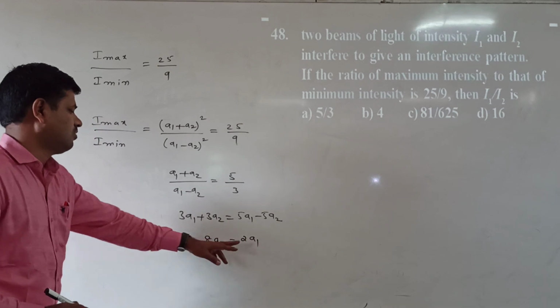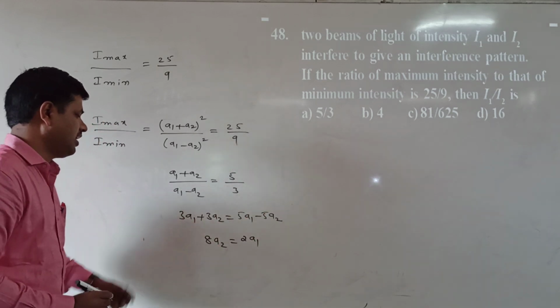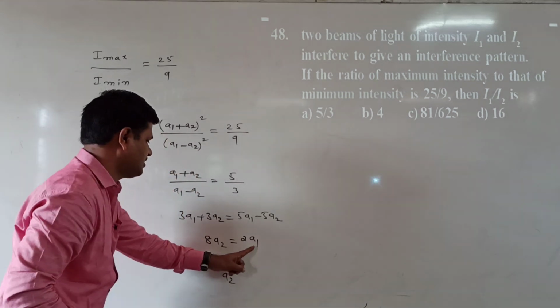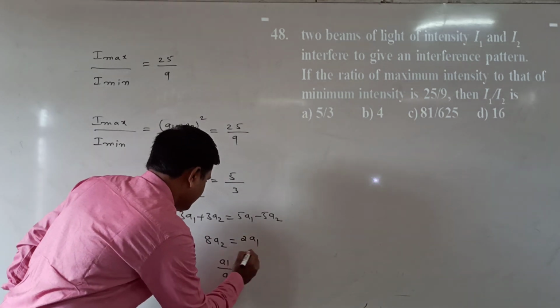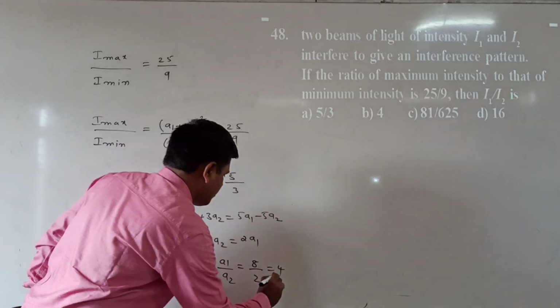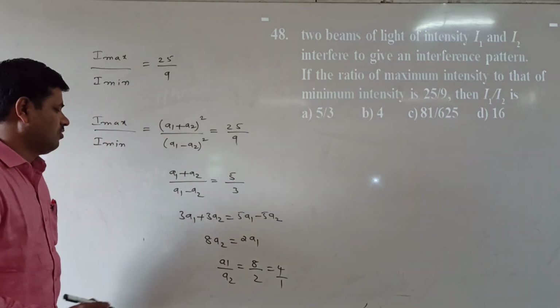5A1 minus 3A1 is equal to 2A1, and 3A2 plus 5A2 is equal to 8A2. Now A1 by A2 is required. So A1 by A2 is equal to 8 by 2, which is 4 by 1. A1 by A2 is equal to 4 by 1.